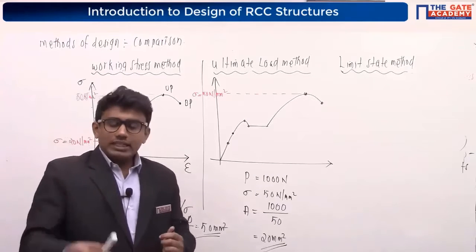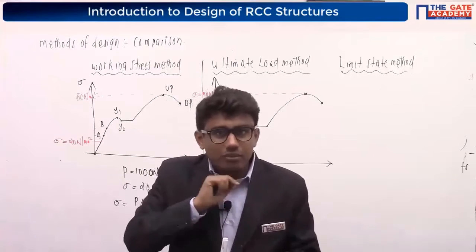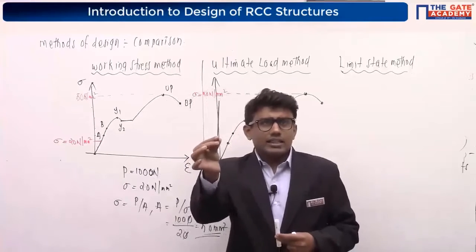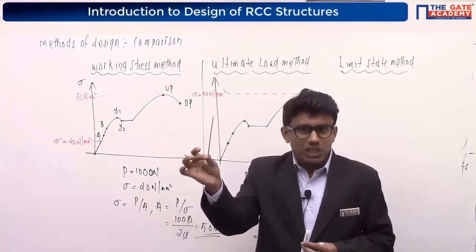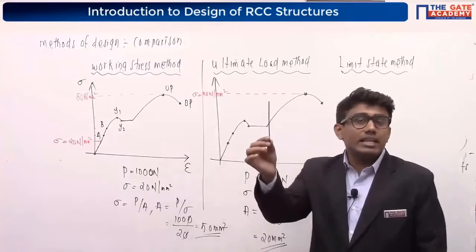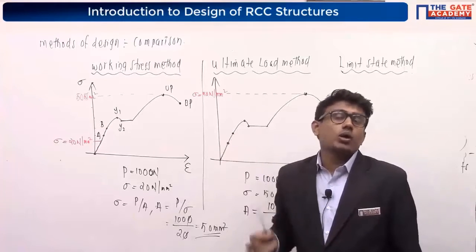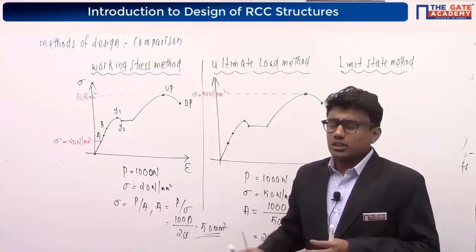Suppose this is the mild steel bar of cross section area 50 mm square, and this, again, I think you can see it here, right? Yes, this is a mild steel bar. Area of cross section is 20 mm square, which I will be getting by using our ultimate load method. That is actually the main difference between working stress method and ultimate load method.